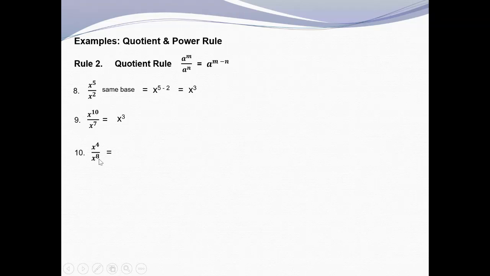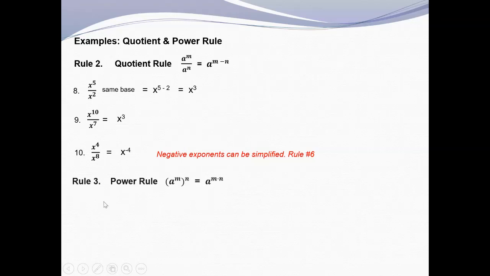x to the 4th divided by x to the 8th is equal to x to the negative 4, right? Because 4 minus 8 is negative 4. Now, this exponent cannot stay negative, so you have to convert it to positive, but I'll explain it when we do the negative exponent rule, which is rule number 6. But we're not there yet. We'll do that later.